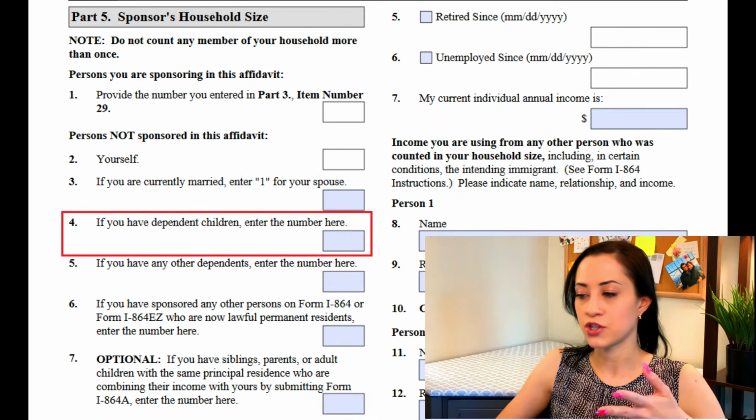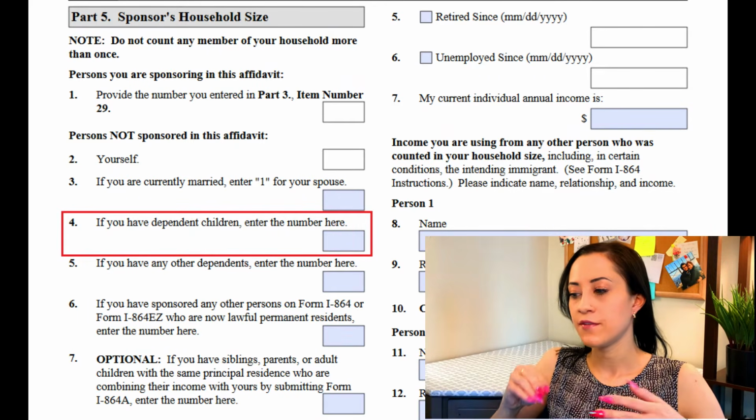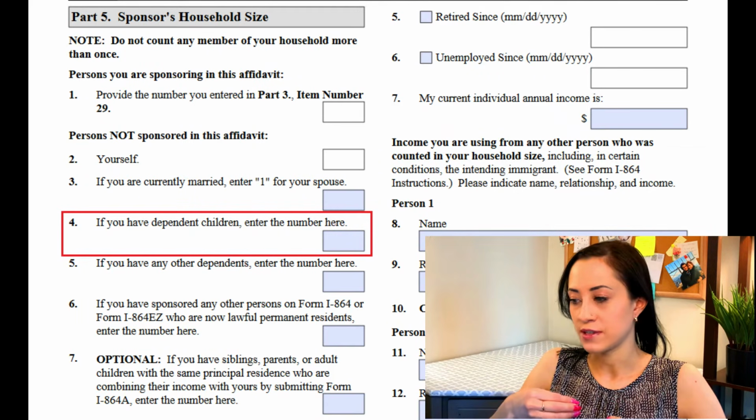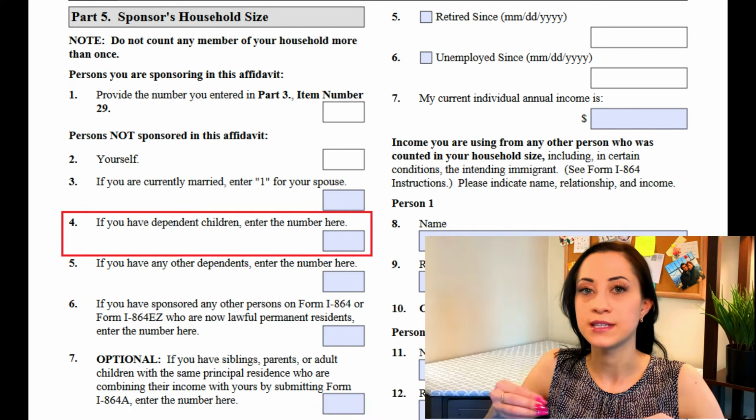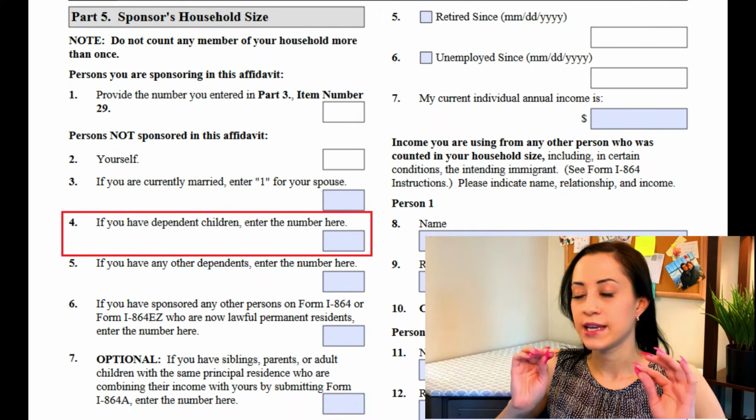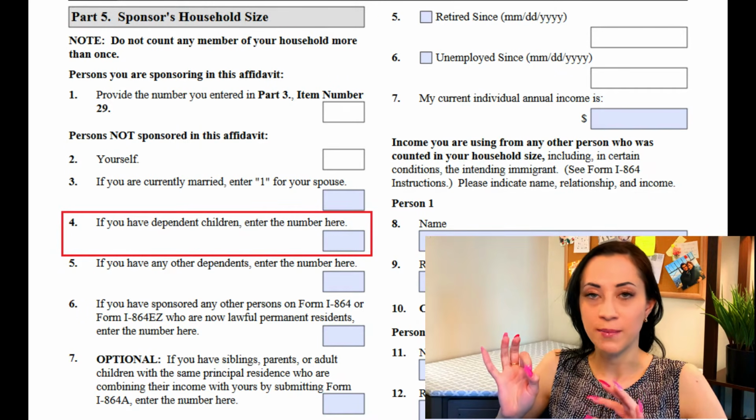Next, same goes for children. If you are bringing a child from overseas, they are your principal immigrant. So here you would put a 0 for them.